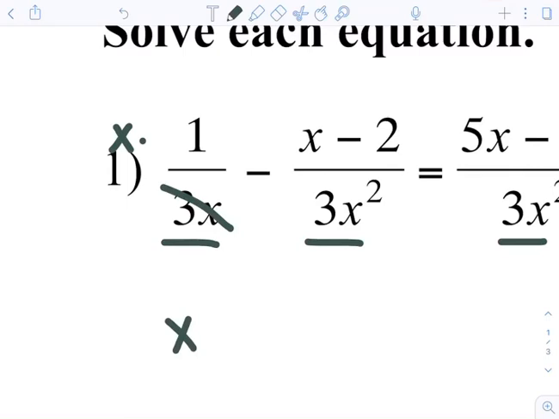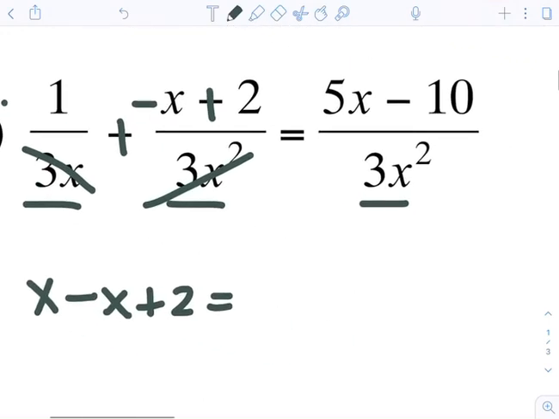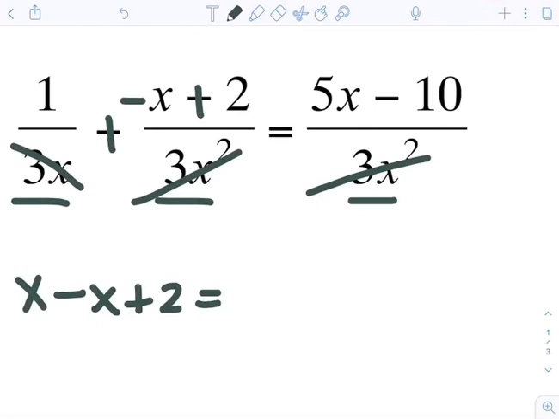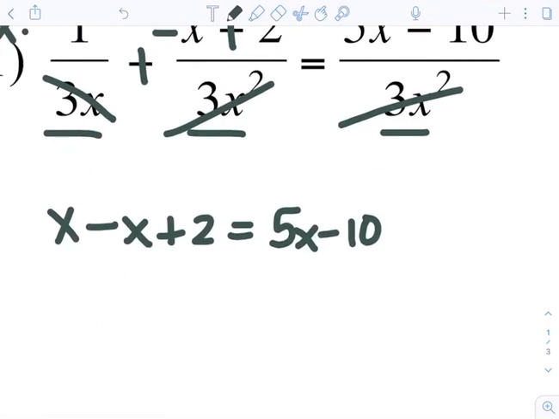Here, this already has my common denominator, so I'm going to get rid of that. But make sure you distribute your negative. So this is going to become minus x plus 2. So the negative is going to both things in the numerator. So I'm going to put minus x plus 2 equals, and this already has my common denominator, so I'm going to cross that out. And I have 5x minus 10.